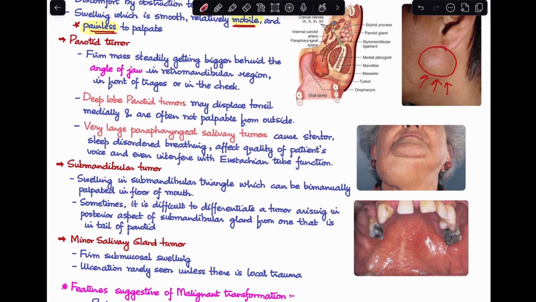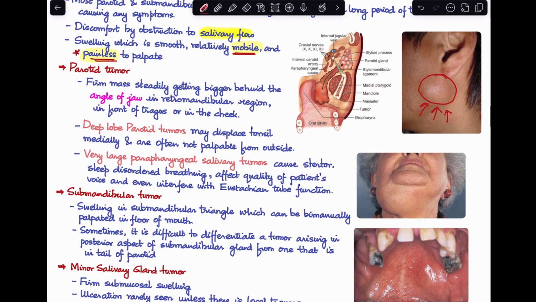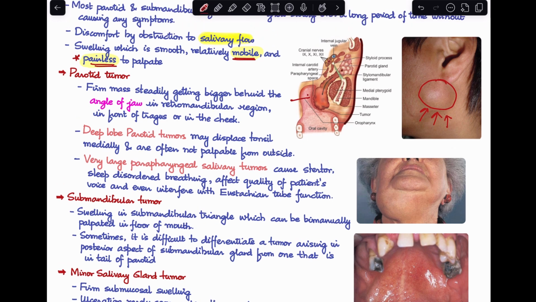If you see here, we do not have an image over here. This first image, however, shows that if the deep lobe is involved, it can actually present as an intraoral swelling rather than an extraoral swelling. So that is how a deep lobe parotid tumor would present.